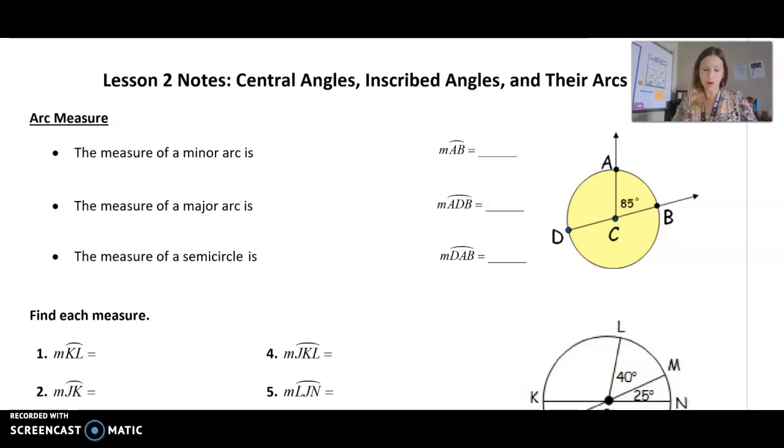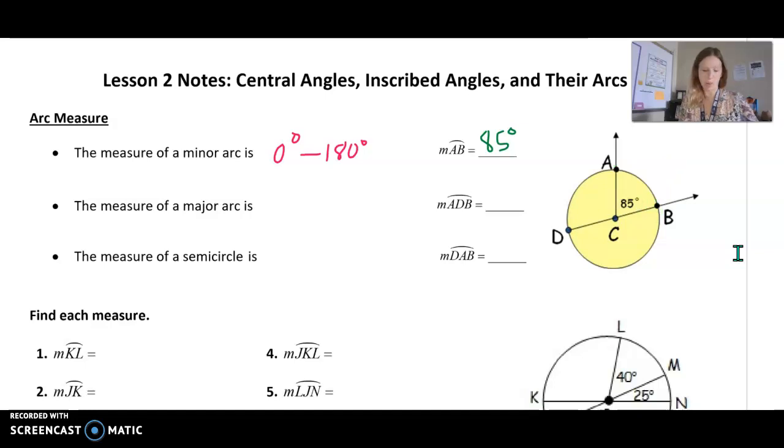So an example of a minor arc is an arc that is somewhere between 0 degrees and 180 degrees. So anything less than half a circle, because half of a circle is 180. So an example of that would be arc AB right here. And you can see that we have a central angle that's 85 degrees. If you have a central angle, the arc has the exact same measure as that central angle. So this arc is also 85 degrees.